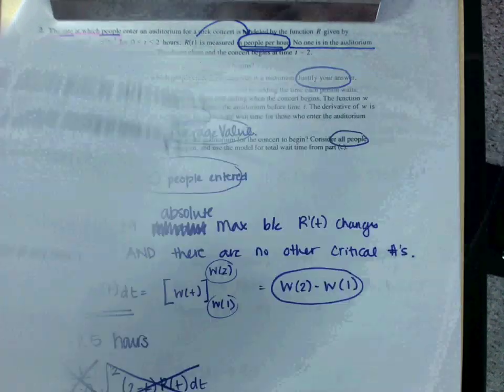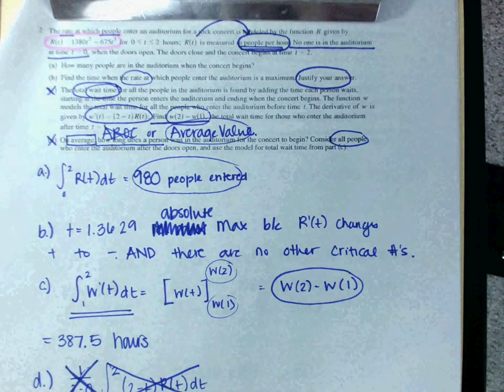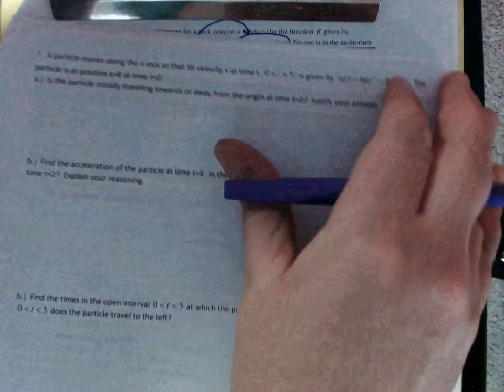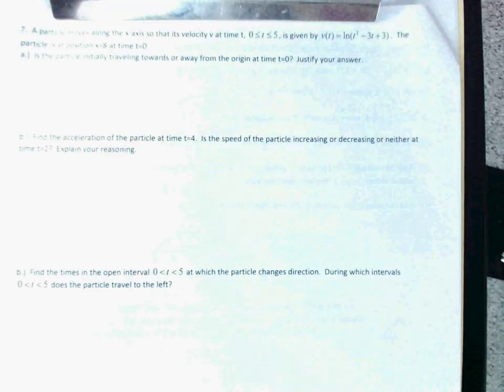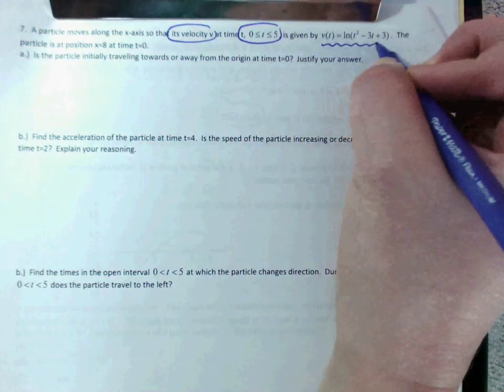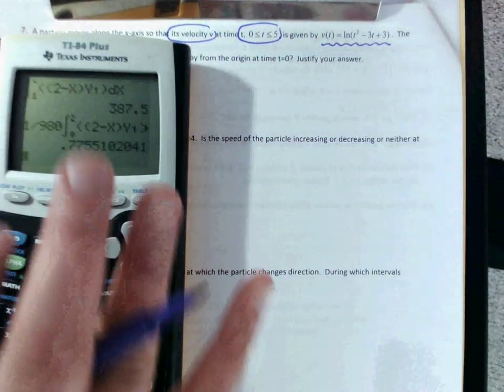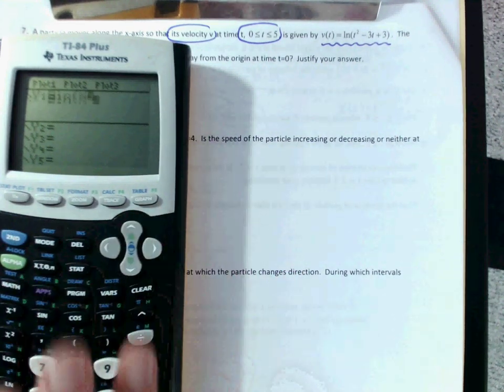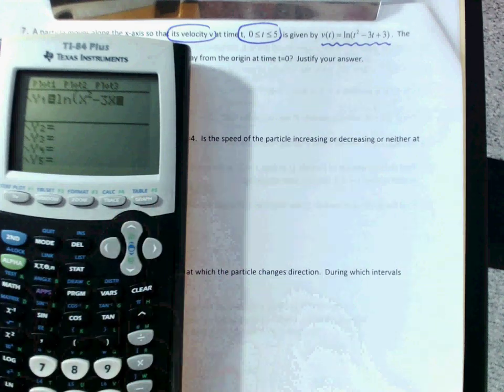Okay, so next one that we're going to look at is going to be number 7. First thing that you're going to need for this question is a calculator, so hopefully you already have one out. If not, pause the video and go grab one. It says a particle moves along the x-axis so that its velocity, for 0 to 5, is given by an equation. So first thing I'm going to do is go ahead and type that in. I want the ln of x squared minus 3x plus 3.